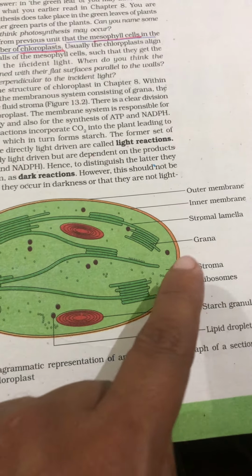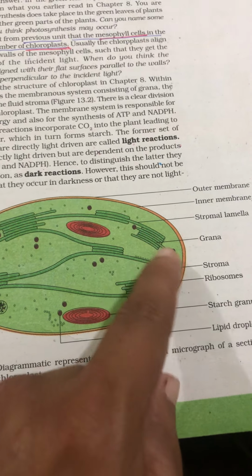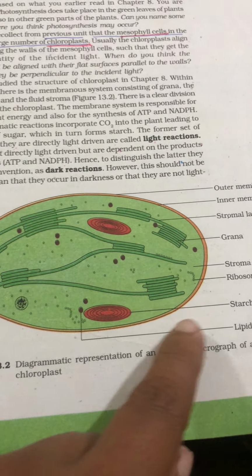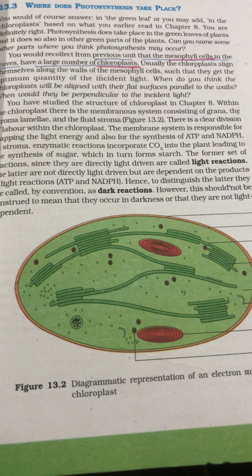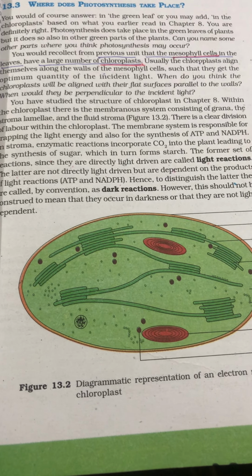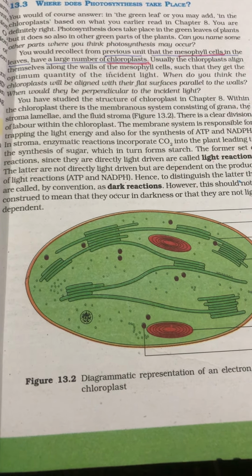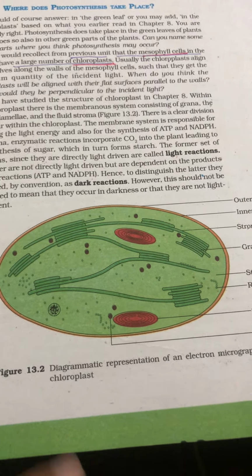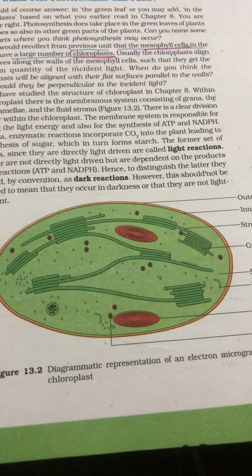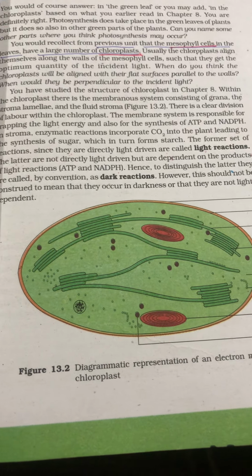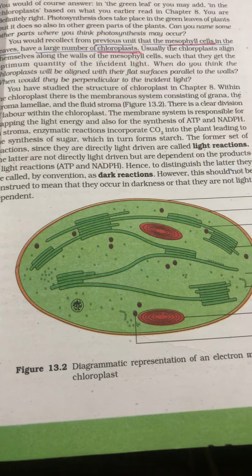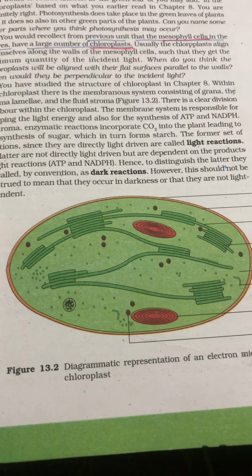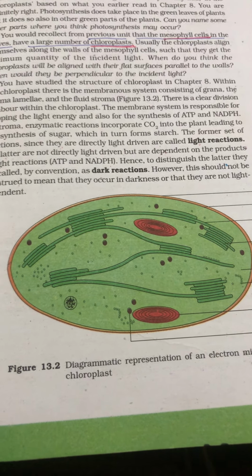Stroma is the fluid, right. You have seen here this is the fluid, whatever the green color liquid is there, that is called as stroma. Okay, so there is a clear division of labor within the chloroplast. Here in chloroplast you will see there is a clear division of labor. What kind of division of labor will that be? Two activities will be carried out. One is light reaction, another is dark reaction.